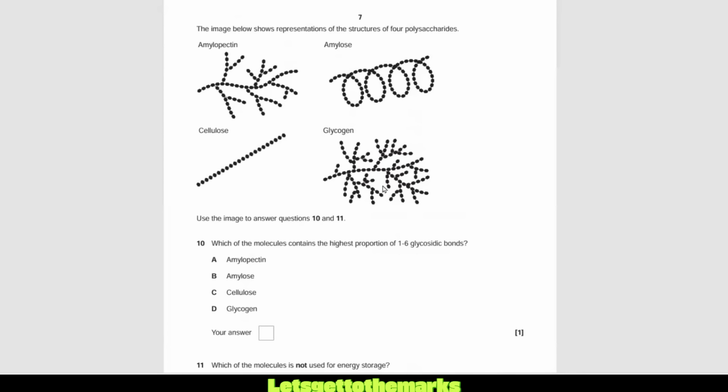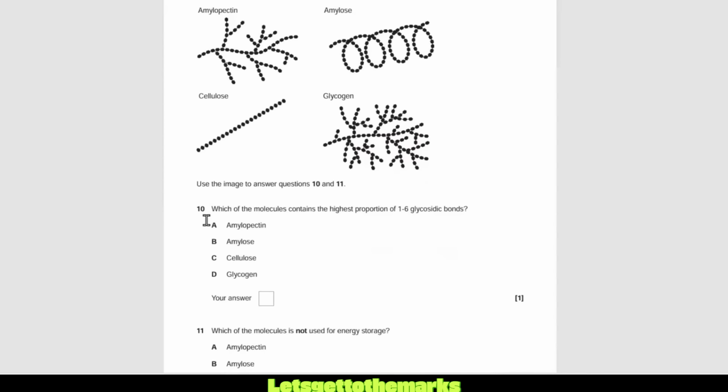Okay, it should be really easy to visually see. This one has the most branching. Branches are found on the 1 to 6 glycosidic bonds. 1 to 4 is the straight chain here, or all of these are 1 to 4. There's no branching in this, so these only have 1 to 4. This has 1 to 6. Wherever there's a branch, it's a 1 to 6 glycosidic link. And you can see here there's far more branching, so the answer is D. That has the most glycosidic 1 to 6 linkages.